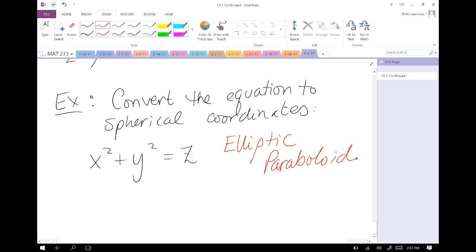If z is a constant, we would have ellipses, technically circles because they don't have different denominators. And then our other two traces are parabolas. So this is the one that looks like the bowl.